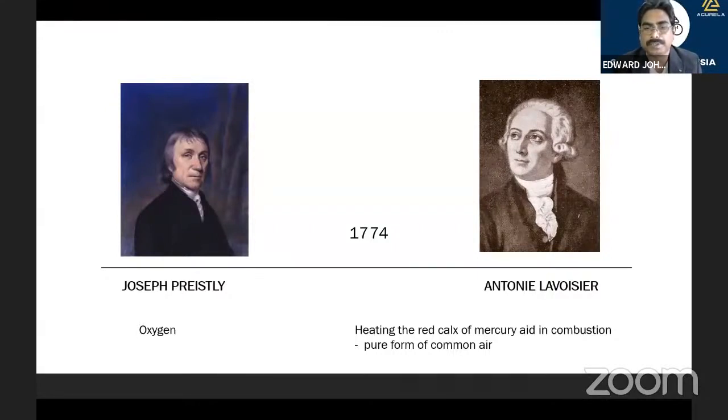But before Joseph Priestley, Antoine Lavoisier heated the red calx of mercury and found that it aided combustion. So he thought it was a pure form of common air. The red calx of mercury is nothing but the ash of mercury. When the ash of mercury is heated at high temperature, it separates into mercury and oxygen. That oxygen, he thought, was a pure form of common air. But subsequently, Joseph Priestley found that it is oxygen that aided combustion. So he discovered oxygen in the year 1774.